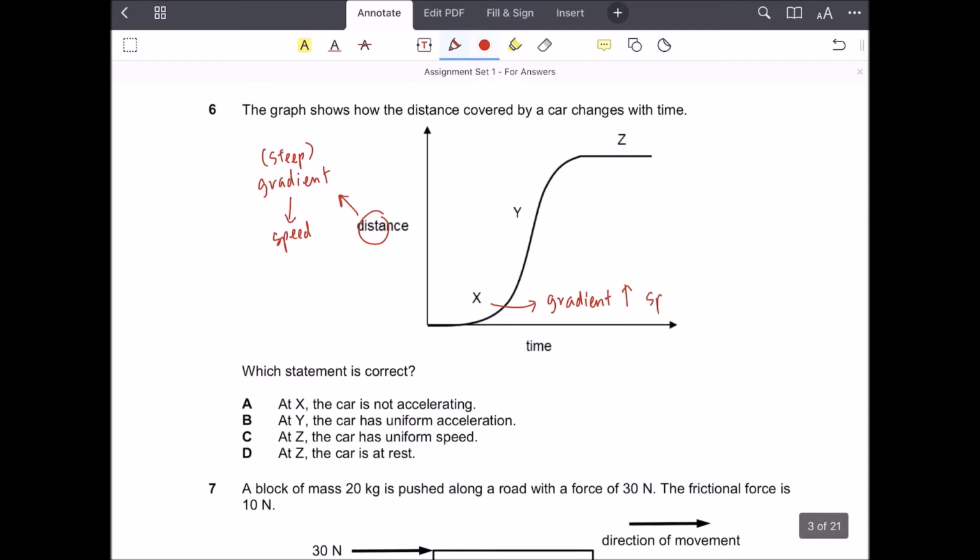And therefore the speed actually increases. So I can say that it is accelerating. At Y, if you notice, it's pretty much a straight line. So there is a constant gradient. Okay, straight line. So constant gradient would mean there is a constant speed.